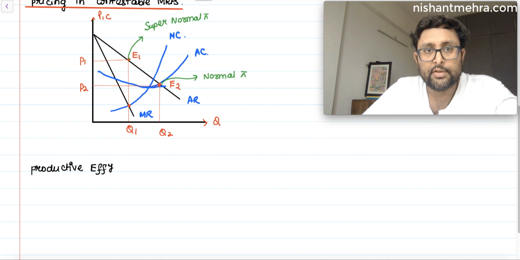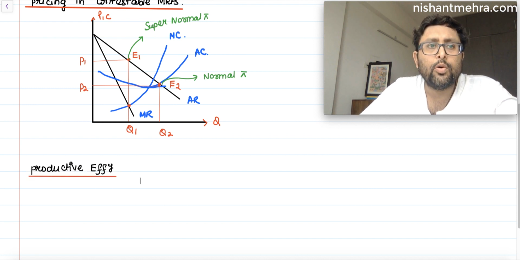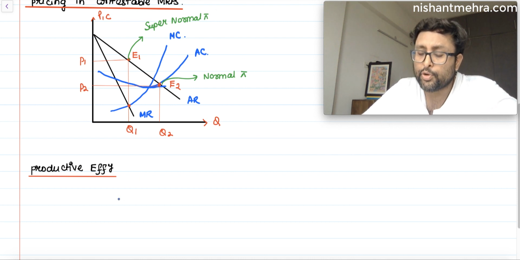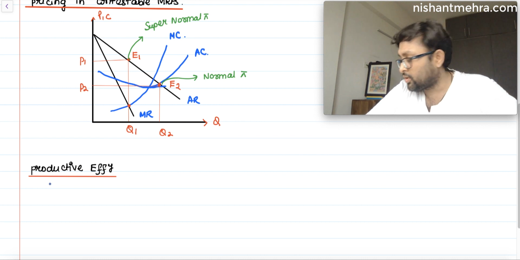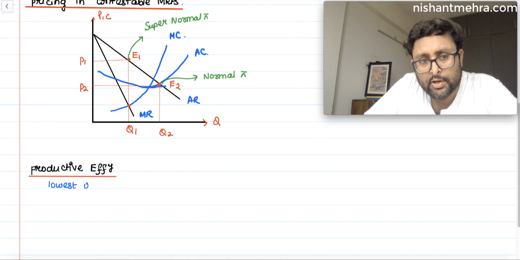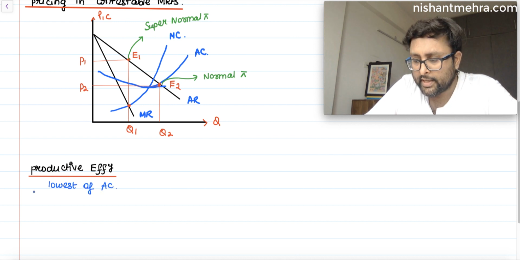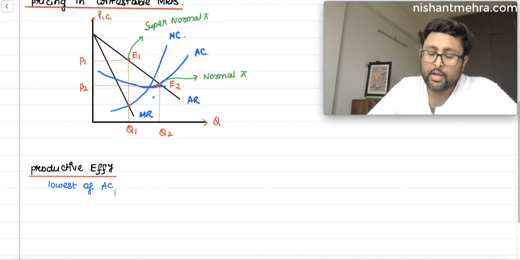First one is your productive efficiency. So let's say, okay, what do you mean by the productive efficiency? Productive efficiency is going to occur where the firm is going to produce at the point which is the lowest of the average cost, right? The firm is going to produce at the point which is the lowest of the average cost, right? And if you look at it, this is that point E2 approximately.